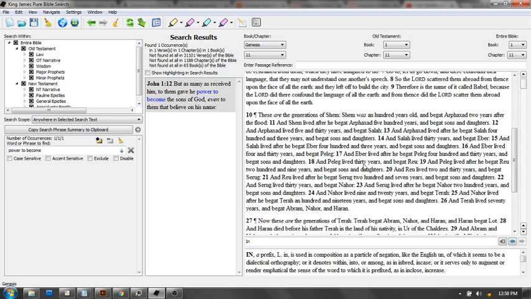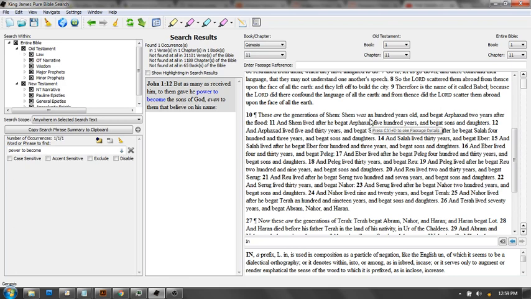Verse 18. And Peleg lived 30 years and begat Reu. And Peleg lived after he begat Reu 209 years, and begat sons and daughters. And Reu lived 32 years, and begat Serug. And Reu lived after he begat Serug 207 years, and begat sons and daughters. And Serug lived 30 years, and begat Nahor. Now we're getting close to Abram. You must have heard of him.